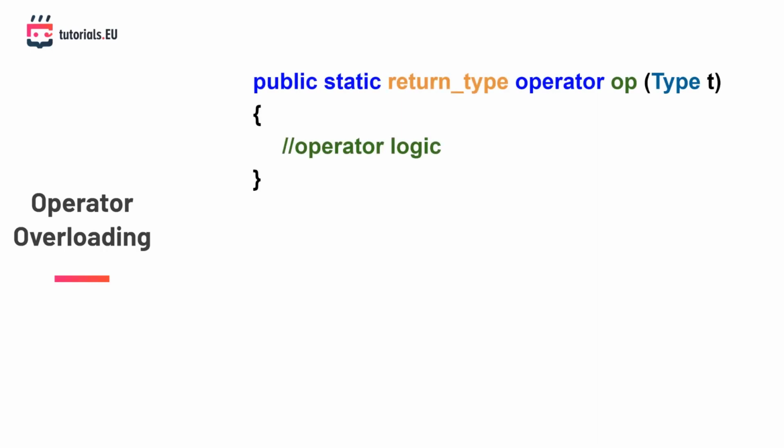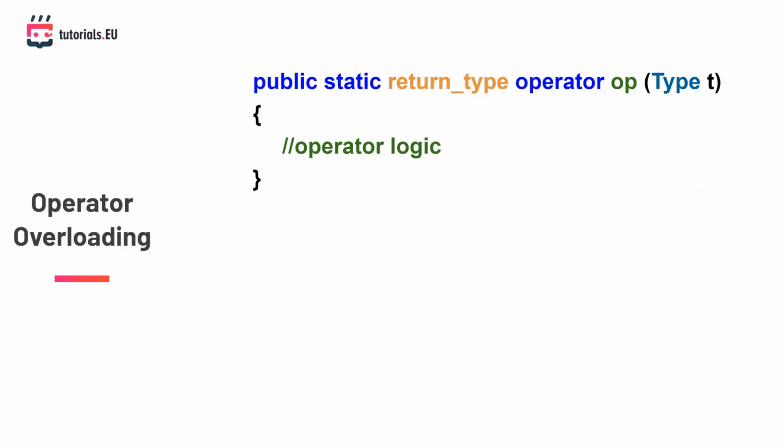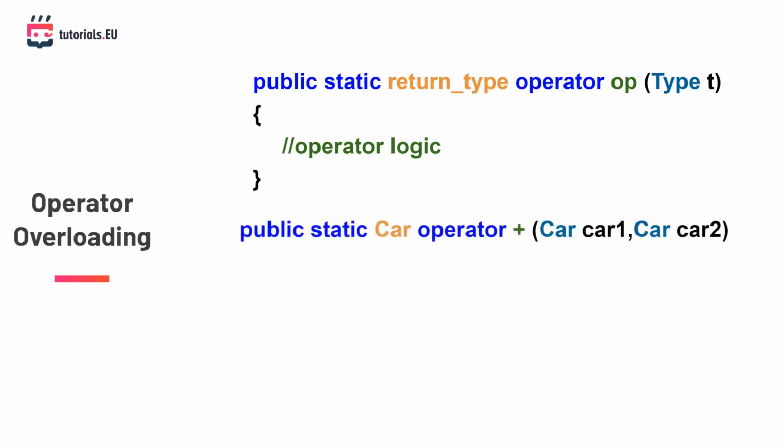Since we will most likely use the overload from outside our class, we will start by using public static. This is because the operator methods are class methods and not object methods. Then we define the return type followed by the operator keyword. And then we need to specify the operator we are overloading, for example, plus, minus, and finally the parameters of the operator.